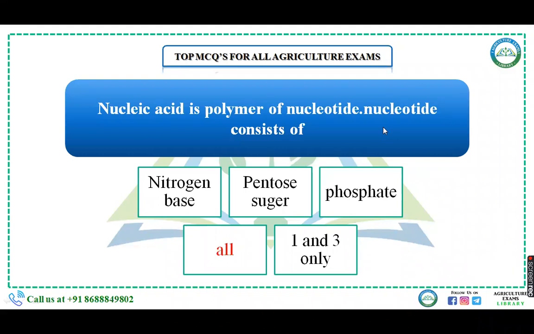So in today's lecture, we are going to study only the basics of DNA, that is deoxyribonucleic acid. We are going to discuss the first nucleic acid. Nucleic acid is of two types, one is DNA and another is RNA. So we'll be discussing only DNA.